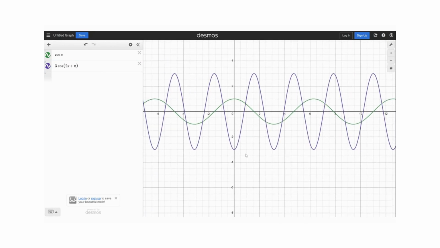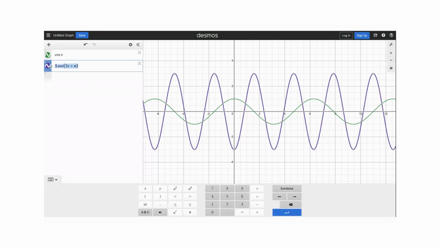Notice that it's definitely stretched vertically, because in the green one, the regular cosine, the amplitude is 1. But in purple, our new one, the amplitude y'all can see is 3. The height from the middle is 3, and below is 3 from the middle. It looks like it was compressed horizontally, whereas the regular one was kind of spread out. This function was kind of compressed.